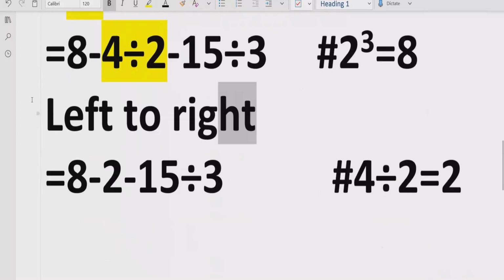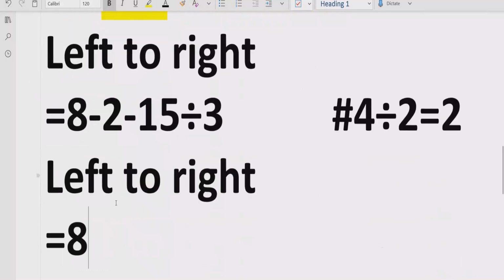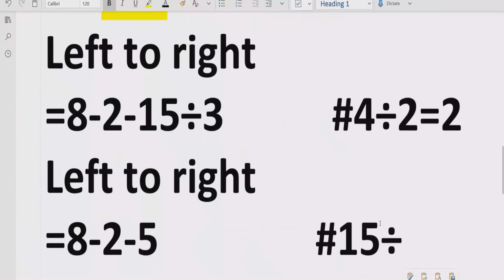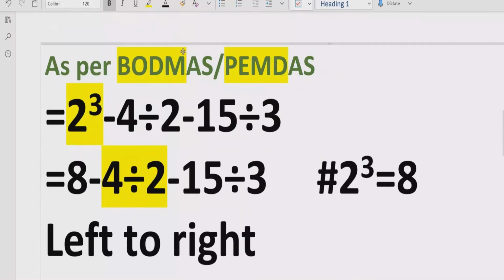Now move forward. Again, we have to go left to right and find out which is coming first. So now we have 8 minus 2 minus 15 divided by 3, which equals 5. And here we have to give the reference: 15 divided by 3 equals 5. Now we have solved all division and multiplication.